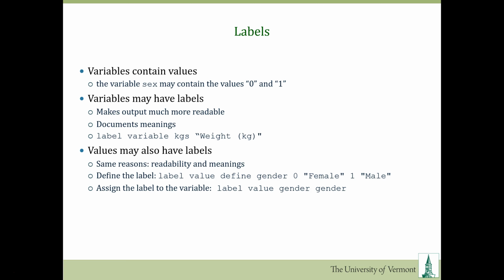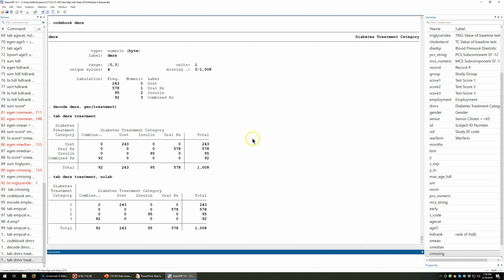Now let's talk about labels. We've already talked about them a little bit, but let's get down to brass tacks here. Variables contain values. For instance, the variable sex may contain the values, say, 0 and 1. Variables may have labels. So for instance, the variable KGS, we might forget what KGS stands for. Was that King's General Survey, or was that weight? So we can label the variable KGS with a label to make it more readable.